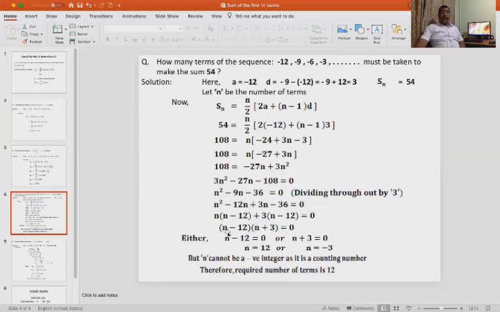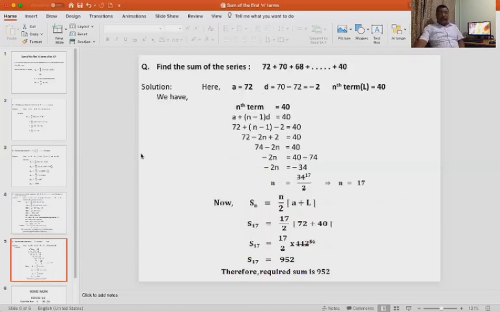So from here, n minus 12 is equal to 0, we have n equal to 12. Again, from n plus 3 equal to 0, we have n equal to minus 3. Now, we know that n is a counting number. N is the number of terms. So n cannot be a negative integer as it is a counting number. Therefore, we will take n equal to 12 only by neglecting n equal to minus 3. So the required number of terms will be equal to 12.